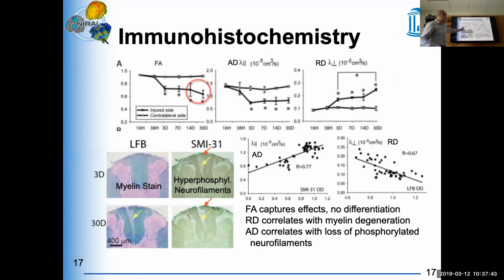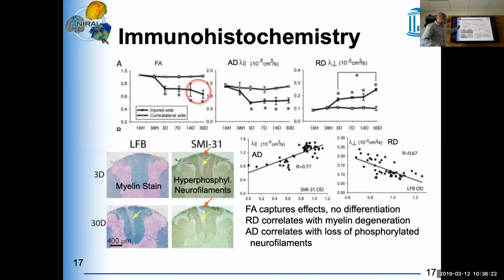These are different animals that were sacrificed at different times after the intervention, either 16 hours, 38 hours, 3 days, and so on. For each of these animals, they then took slides and stained them with a myelin stain as well as a neurofilament stain, to see how the intervention affected these two parts and how that correlates with the diffusion scan that was taken of the rat.